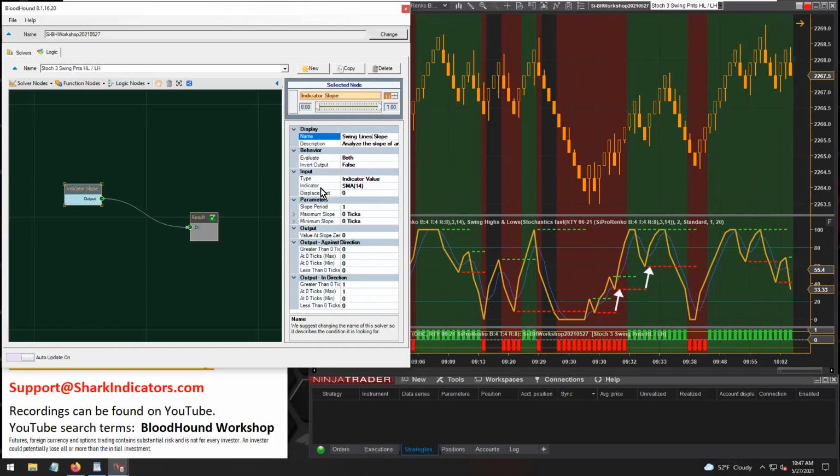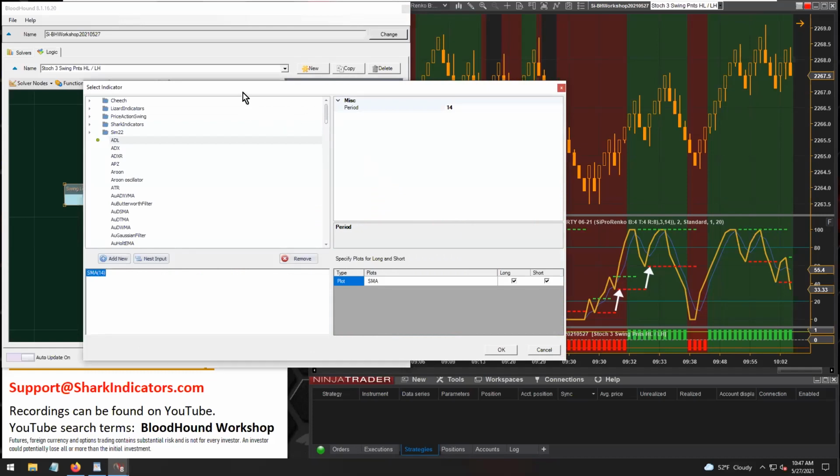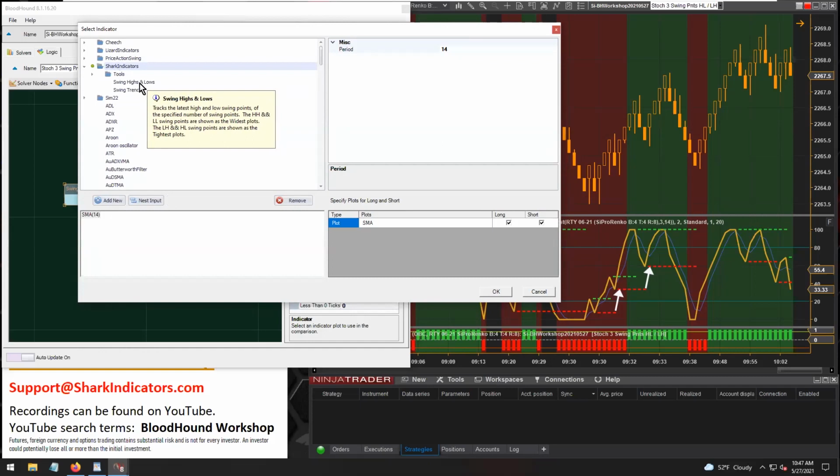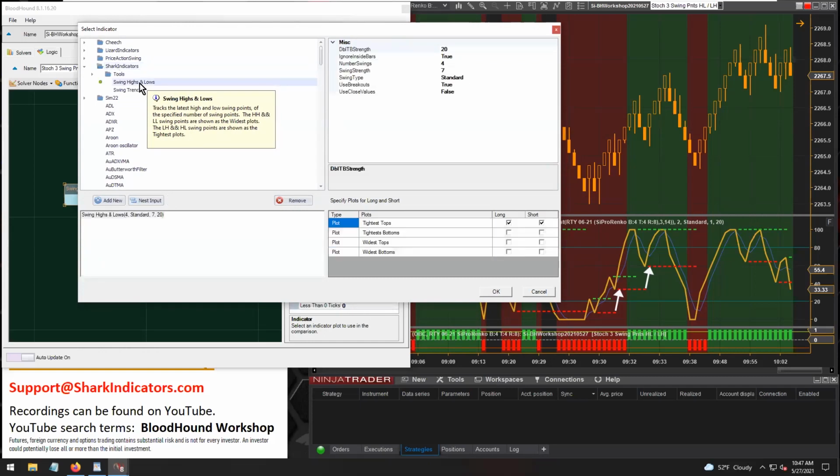All right. So let's see here. For the input here, we're going to plug in our swings indicator. So let's go to the Shark Indicators folder. There is our swing highs and lows indicator.